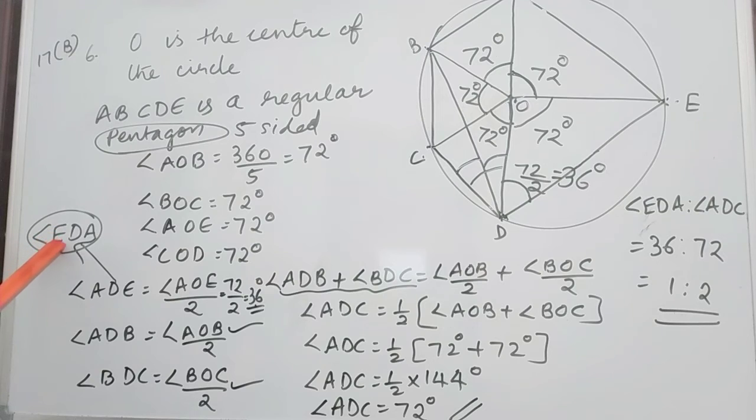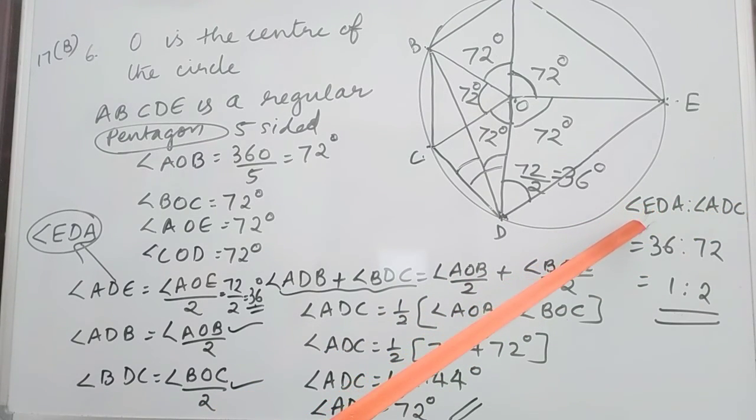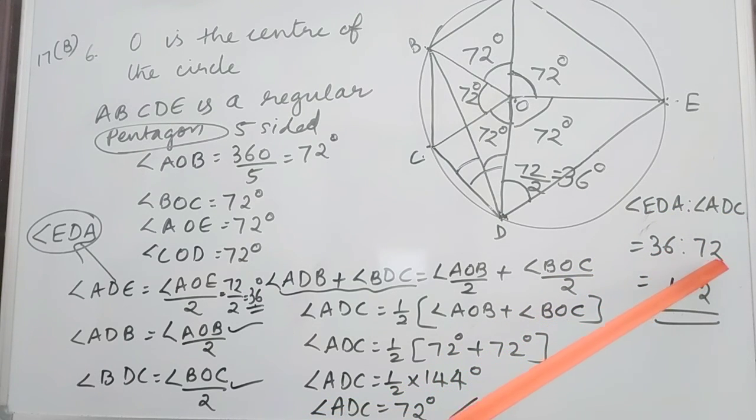Already we got EDA, that is ADE, as 36. We want to find the ratio of EDA and ADC. Therefore, angle EDA is to angle ADC. EDA is 36, ADC is 72. Cancel this, and you will get 1:2. Okay. Thank you.